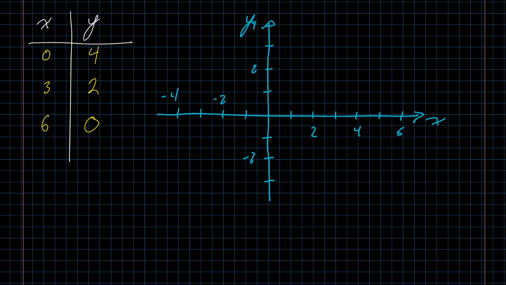From here, I'll go ahead and plot my points. When x is 0, y is 4. That's this point. When x is 3, y is 2. And when x is 6, y is 0. That gives me a couple of points of interest.